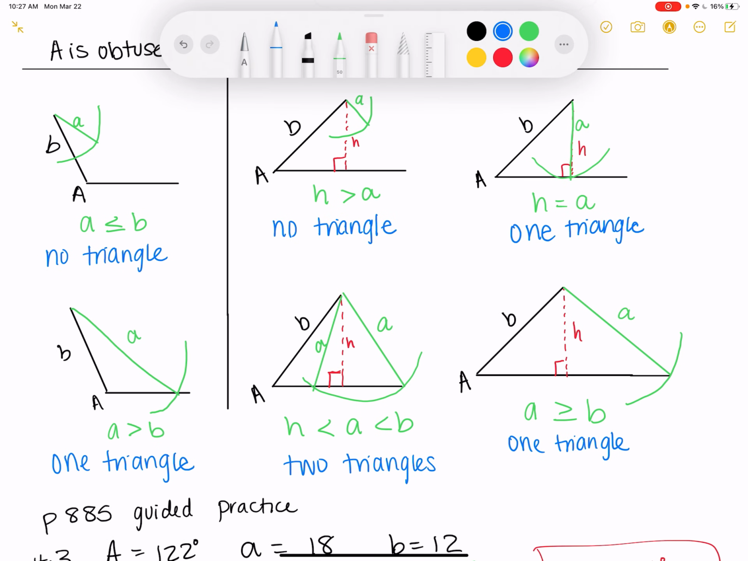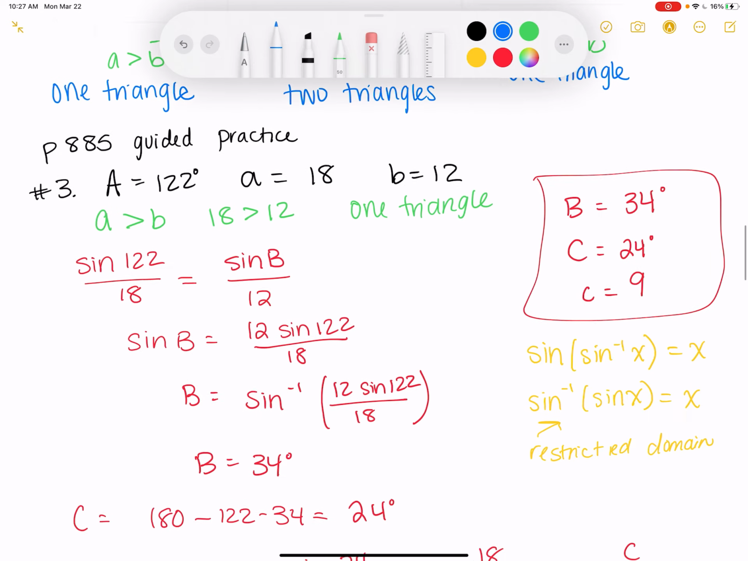So we need to know, is H greater than A? No. Is H equal to A? No. H is less than A. But is A less than B? No. But is A greater than or equal to B? Yes. A is greater than or equal to B, so we have this case over here where we're going to have one triangle.